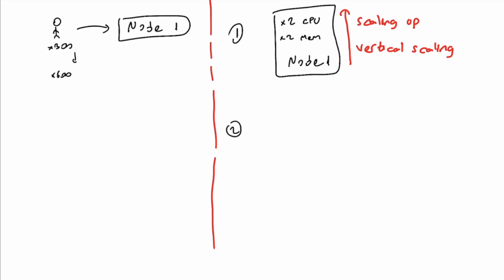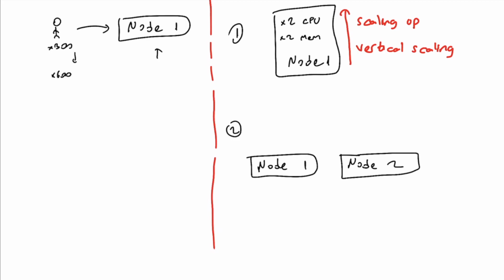So the second approach is you have this node 1, which is the same as the one here, and you are adding a node 2 here. Usually node 1 and node 2 are identical in terms of hardware. This type of scaling is what we call scaling out or horizontal scaling.